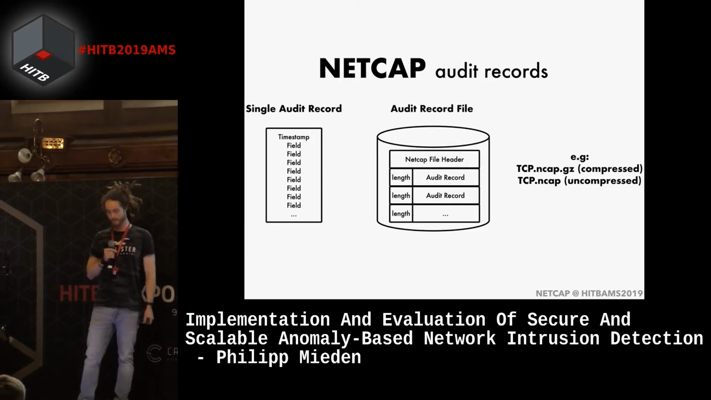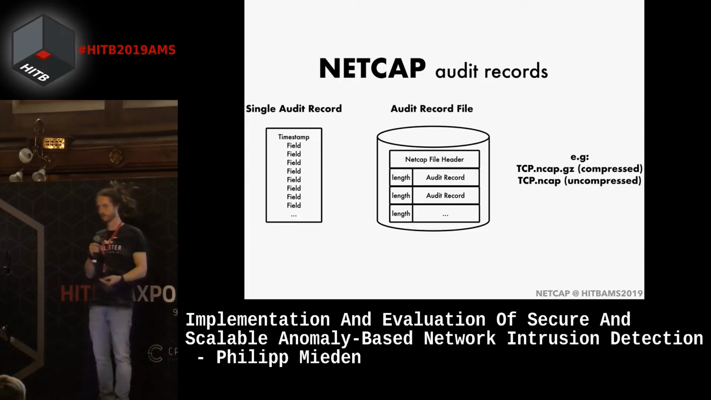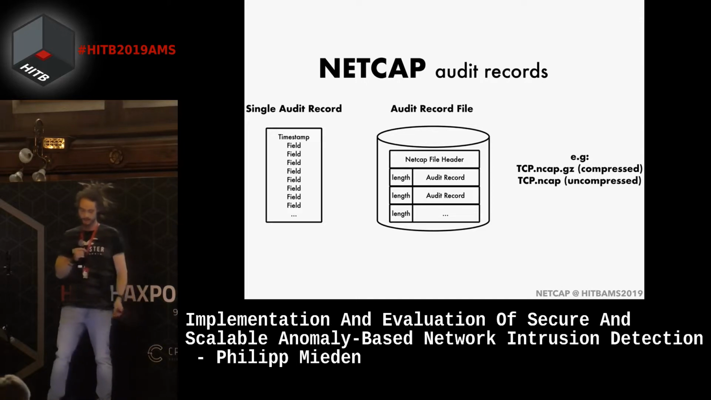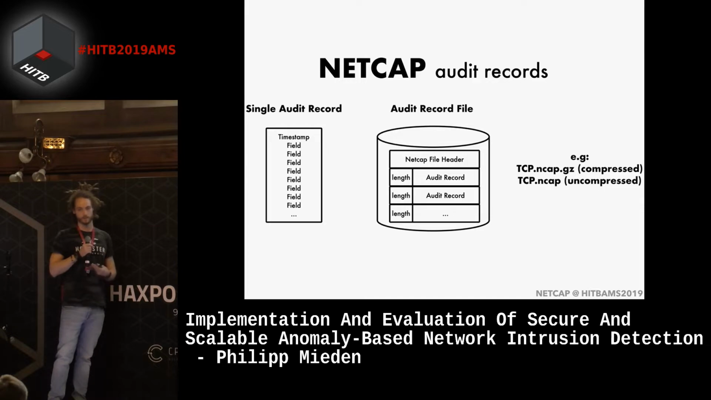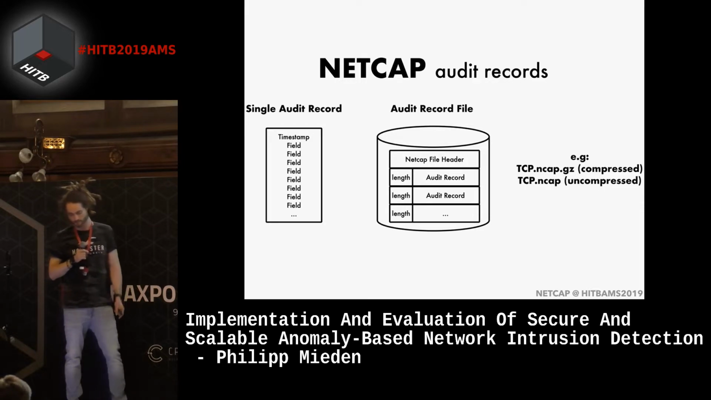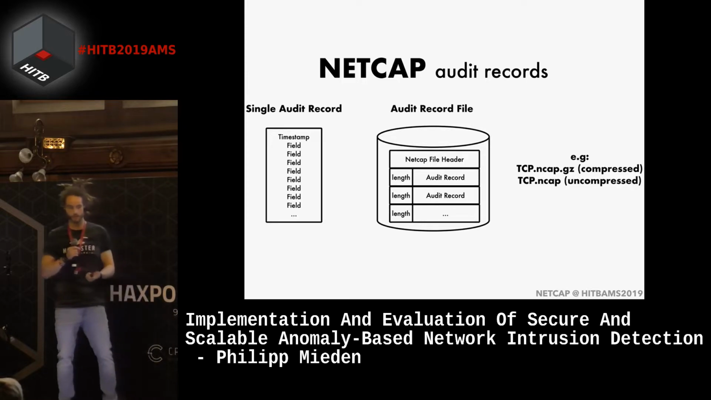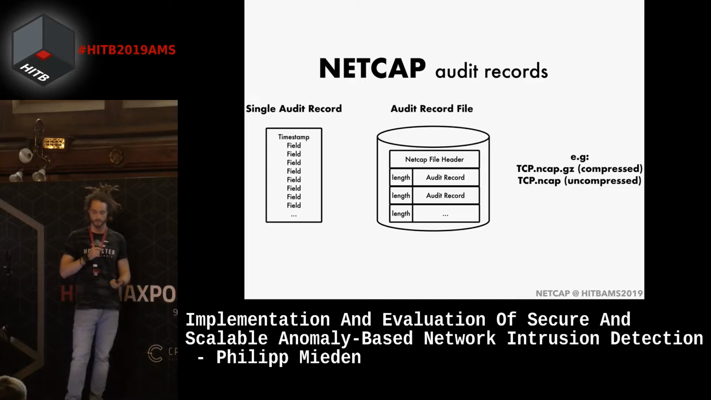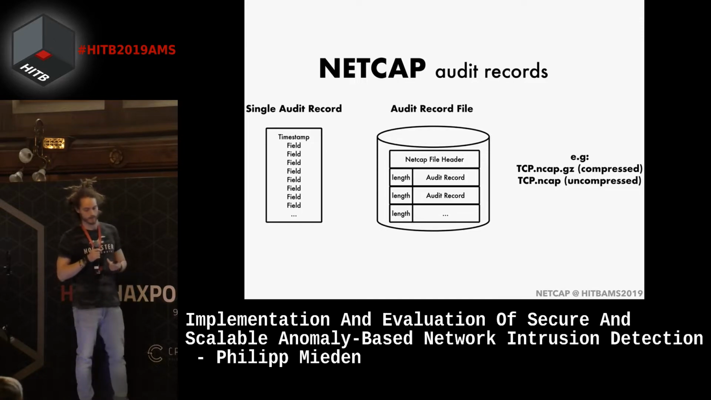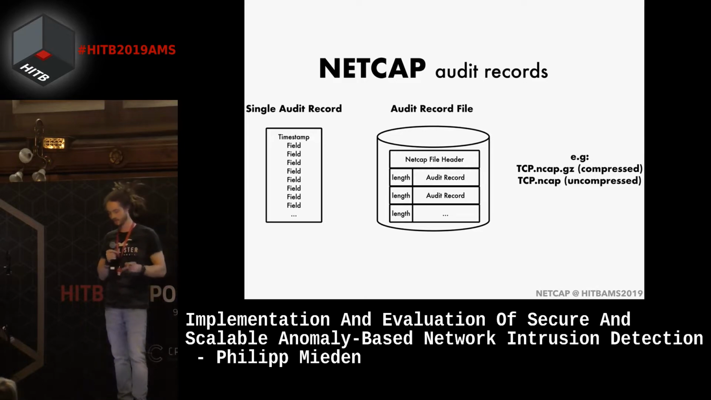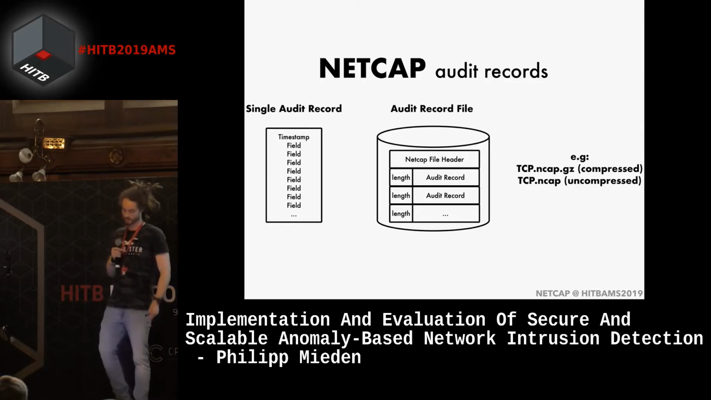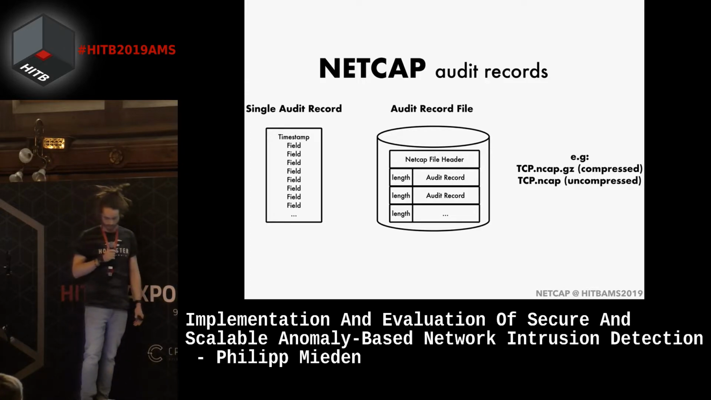So, what does an audit record look like? An audit record has a timestamp when it was observed, and then it has several fields. And a field could also be a substructure, for example. I'm writing all audit records of a certain type into one single file. Each file contains a header that has some meta information, like what was the source we got those audit records from, where and at what time it was captured, and of course, what type of audit records are in the file. The file then gets the extension .ncap for NETCAP audit records, or .ncap.gz if it's compressed.